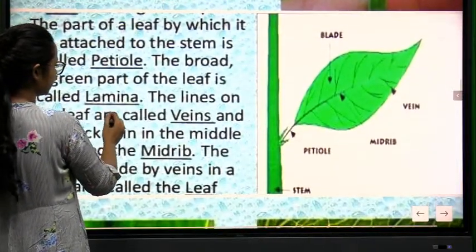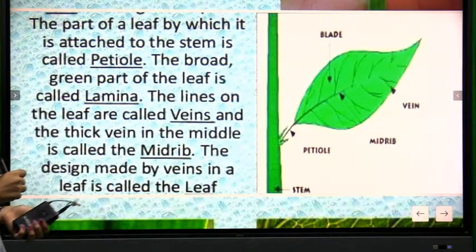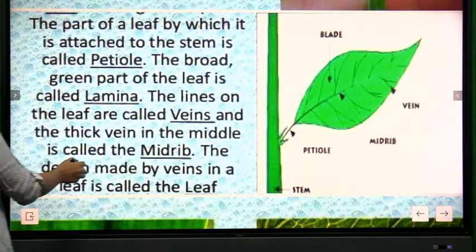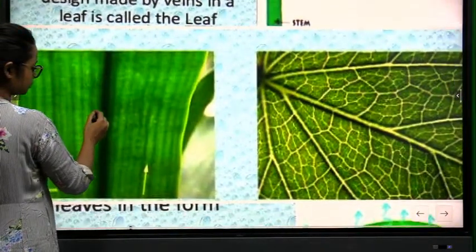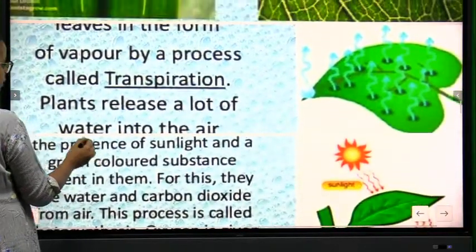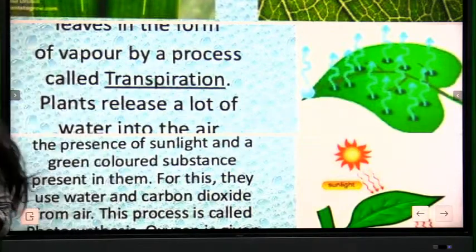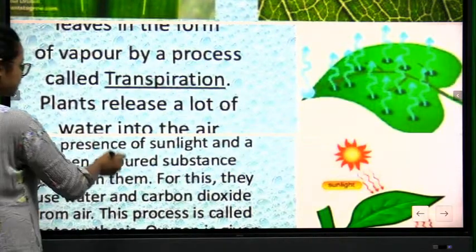Leaf. Now the leaf has different parts: petiole, lamina, veins and midrib, which we have talked about. Here is the picture of these. After that, the process of transpiration, meaning the excess water left with the plant goes out in the form of vapor. That process is called transpiration.